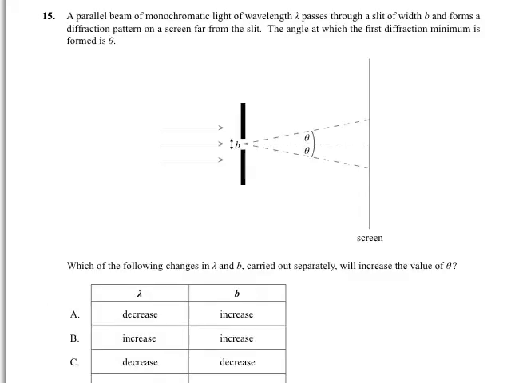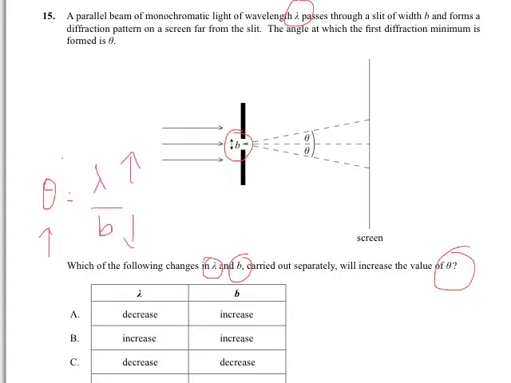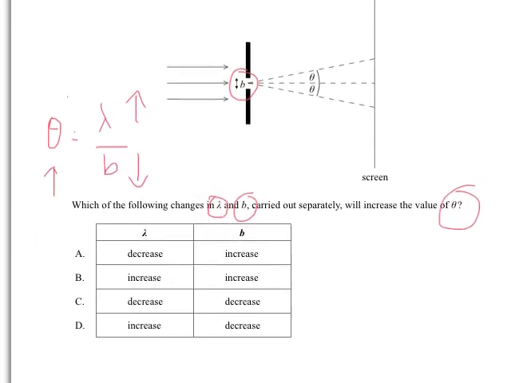So we have a single slit diffraction pattern of wavelength lambda and width of gap b. Which of the following changes in lambda and b will increase the value of the angle? Well, if we think of our relationship, the angle will be equal to lambda over b. And the only combination of things that will increase the size of this angle is an increase in lambda and a decrease in the width. So that would be option D.